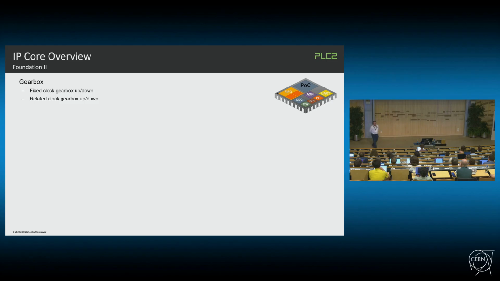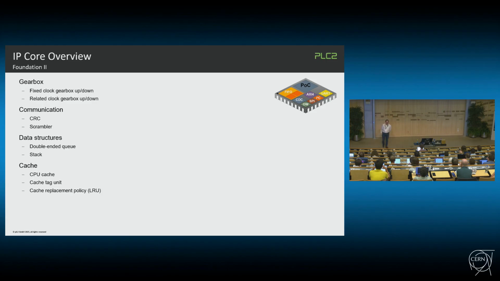The next basic module we need is a gearbox. We have fixed clock rate and related clock rate gearboxes. In case you need a conversion from 64 bits to 66 bits, there would usually be a gearbox inside of a transceiver. If you need this for other applications directly in your code, we have it also available as VHDL code. For communication protocols, we have CRC implementations and scramblers, data structures like double-ended queues and stacks, and we have caches with an LRU replacement strategy.